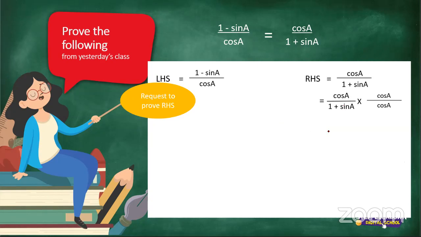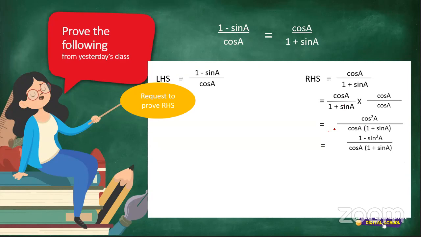So here we multiplied our cos A over 1 plus sine A times cos A over cos A, which is times 1. From that, we do our usual multiplication of fractions, and have cos A times cos A over 1 plus sine A times cos A. And that gives us this result where you have your cos squared A over cos A times 1 plus sine A.